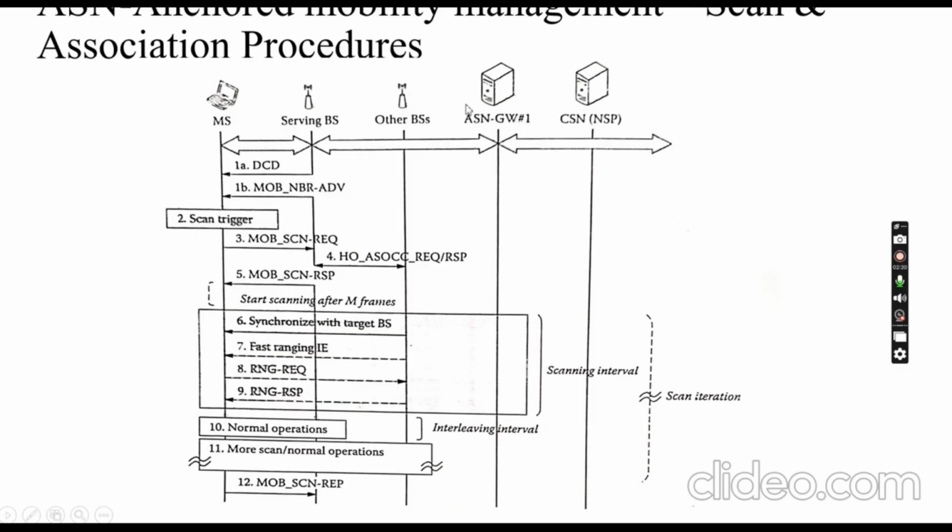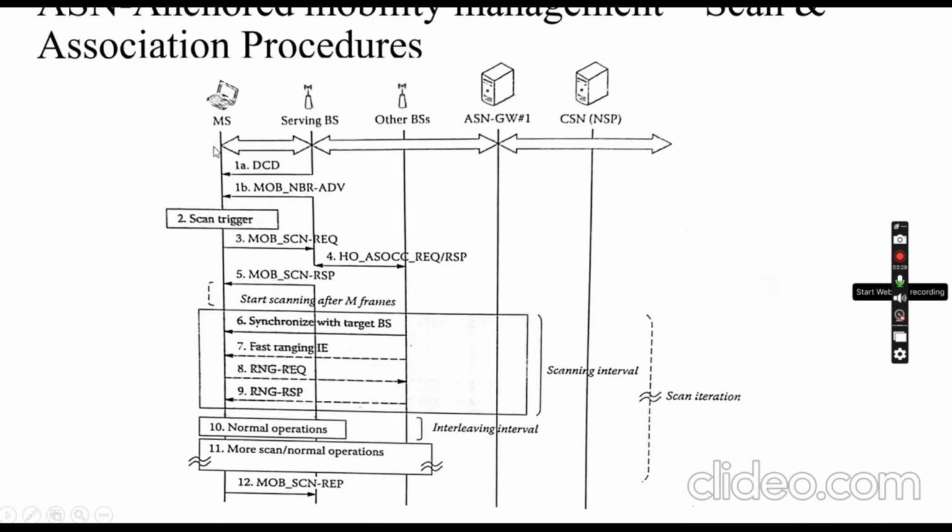Here the scenario shows a gateway having a serving base station and several other base stations also. All the base stations are under the control of one single gateway, which is called the ASN gateway. When the mobile station's connection is handed over from the serving base station to any other base station, we call such mobility ASN anchored mobility, or ASN anchored handover, because it is governed by only one gateway, that is the ASN gateway. This is the flow graph indicating the mobility management.